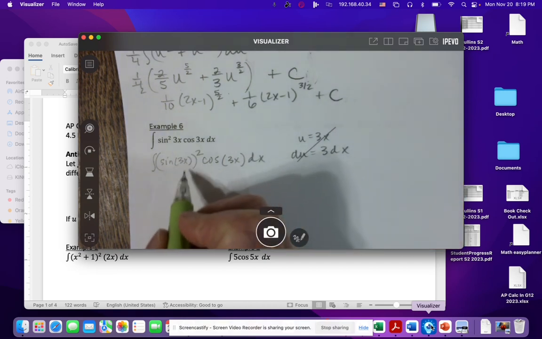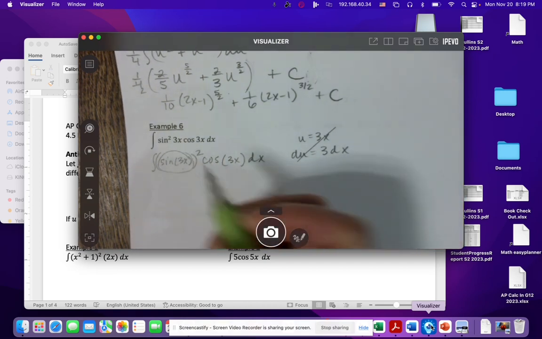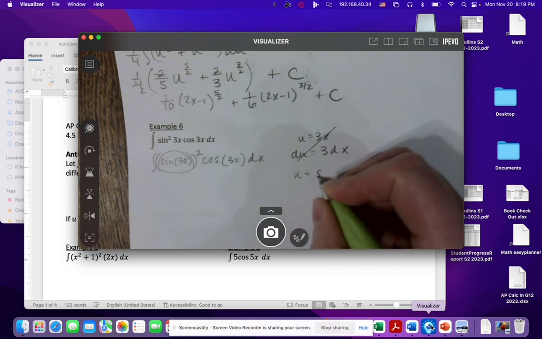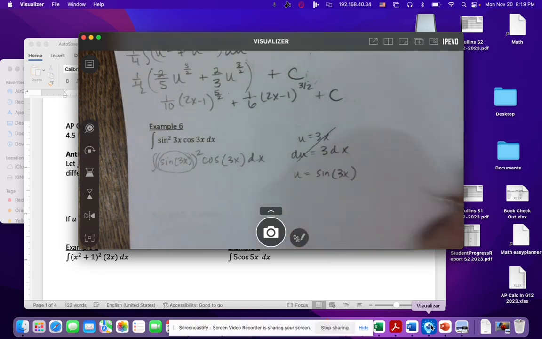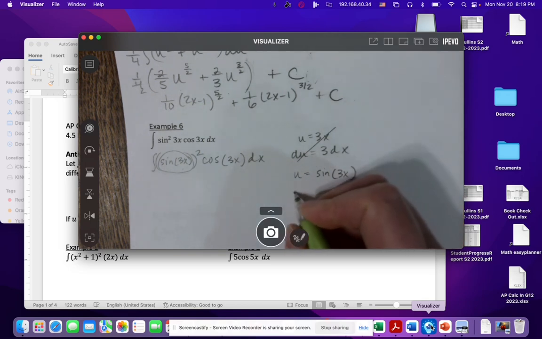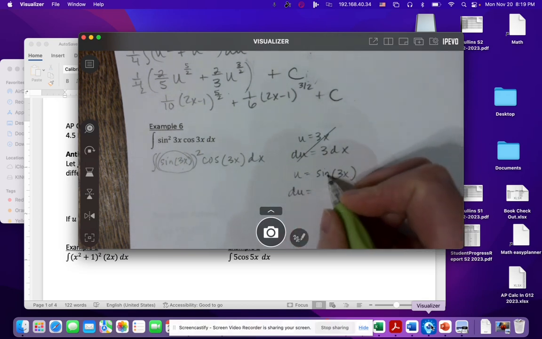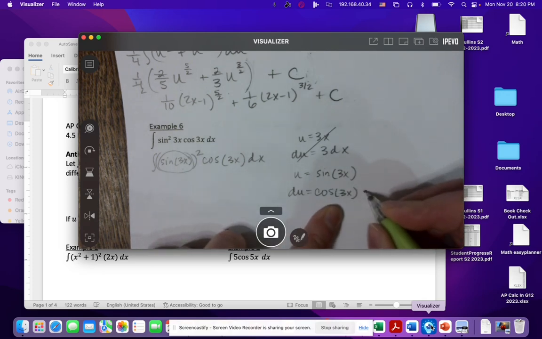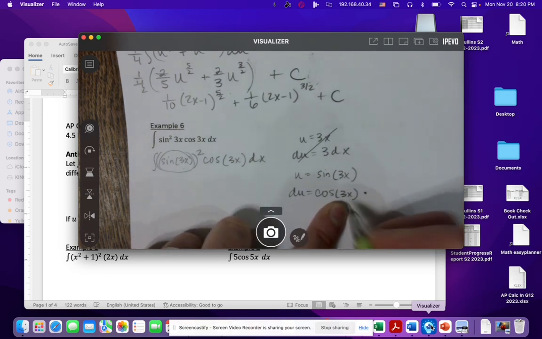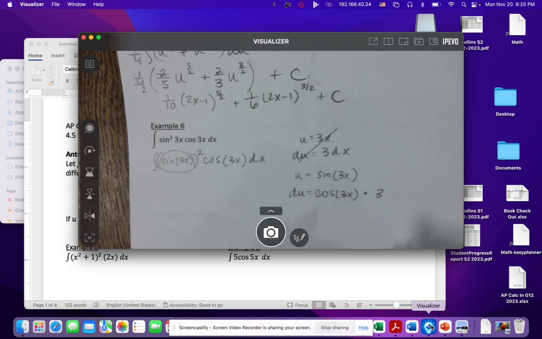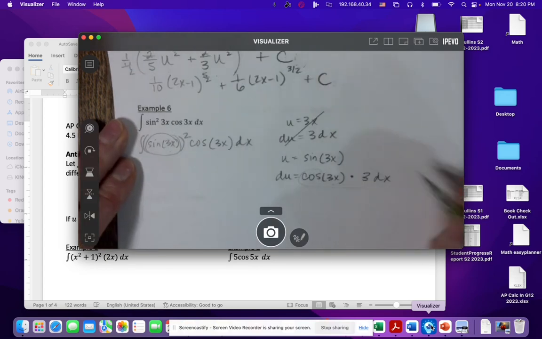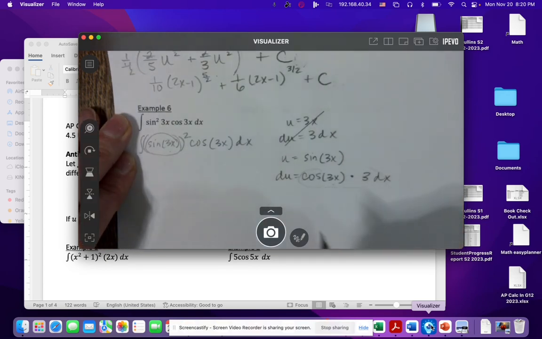So the next step is to think about, well, really the sine 3x, all of that is inside being squared. So let's go ahead and say that u is going to be the sine of 3x. If that's the case, then my du would be the derivative of sine, which is cosine, and then times the derivative of the inside function, which is just 3. So I have a chain rule here I have to do, and then I'm going to write a dx down.